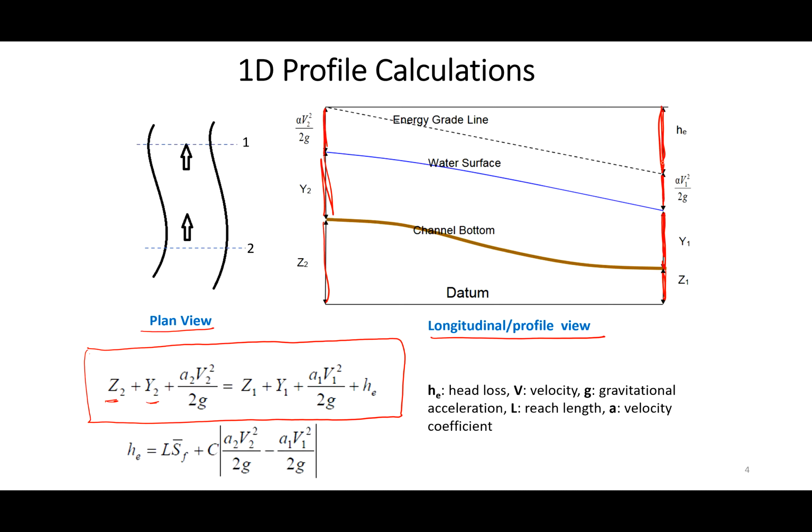Okay, so the equation is written for these two cross sections, 1 and 2. And then this head loss is given by this expression here. L is the reach length between sections 1 and 2, V1 and V2 are velocities, g is the gravitational acceleration, and alpha 1 and alpha 2 are velocity coefficients. So remember, we are trying to find the velocity for one cross section.